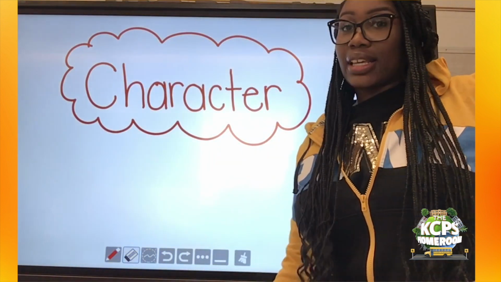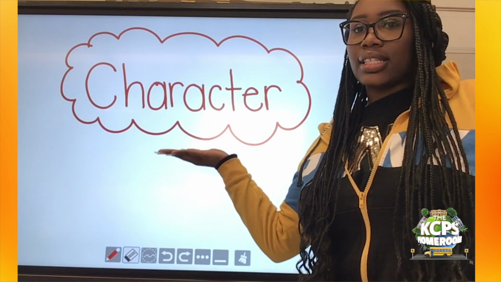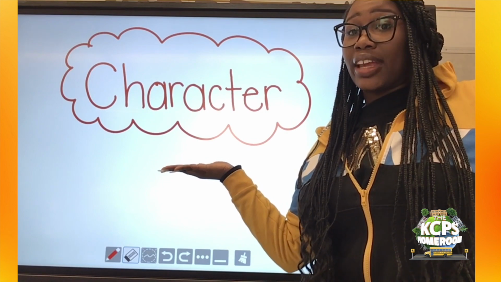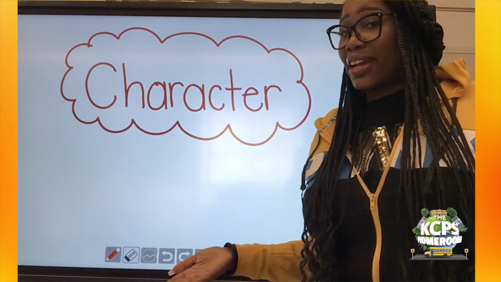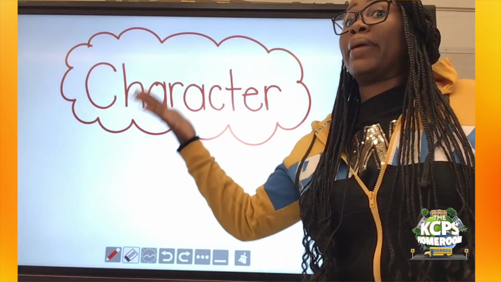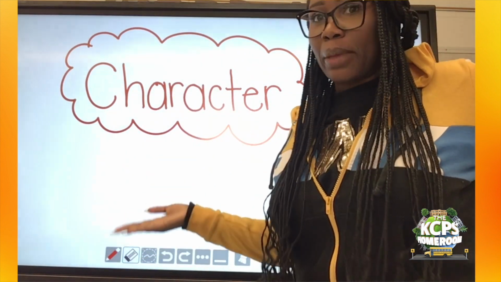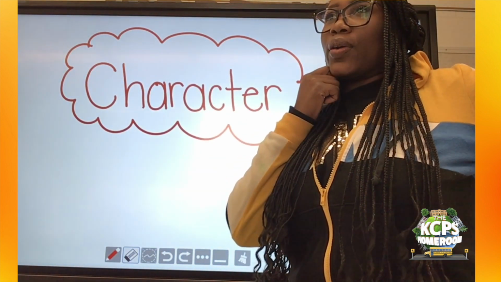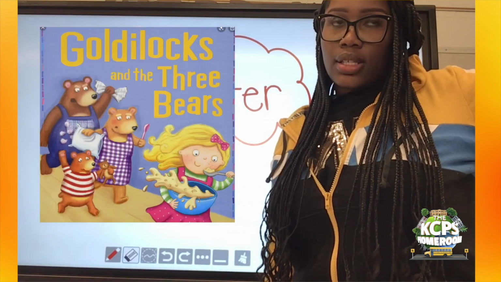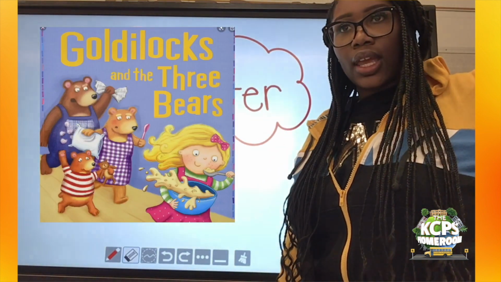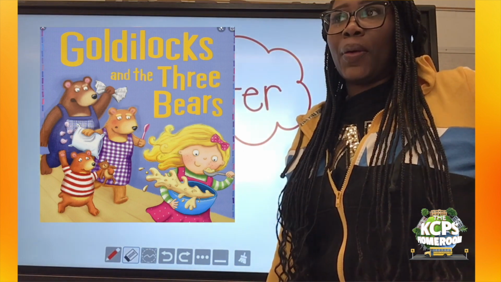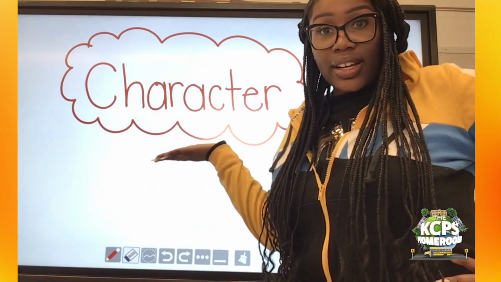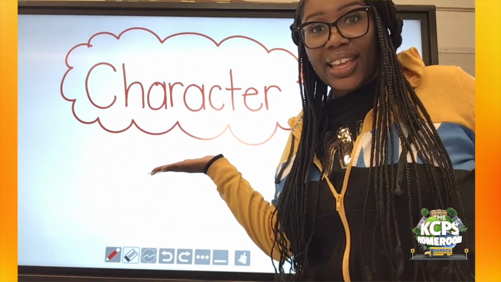The first element of a narrative story that you'll learn about today is character. Can you say character? And character is a big word. What kind of word? That's right, a big word for the people in the story. Who's in the story? Let's think about Goldilocks and the Three Bears. Who was in that story? Goldilocks, and who else? The Three Bears. They are the characters, the people in the story.